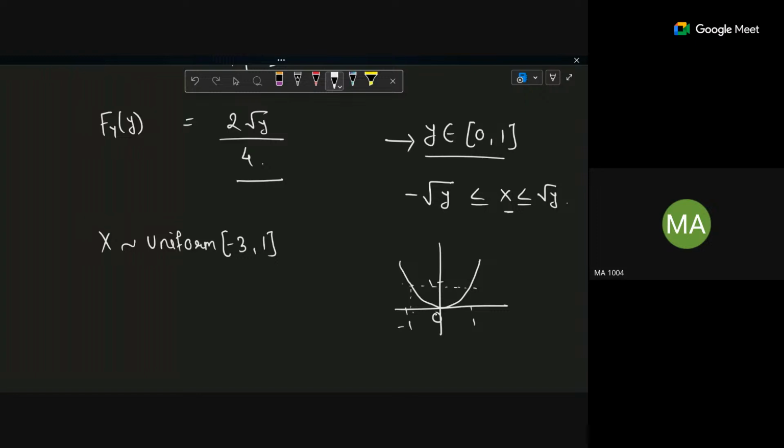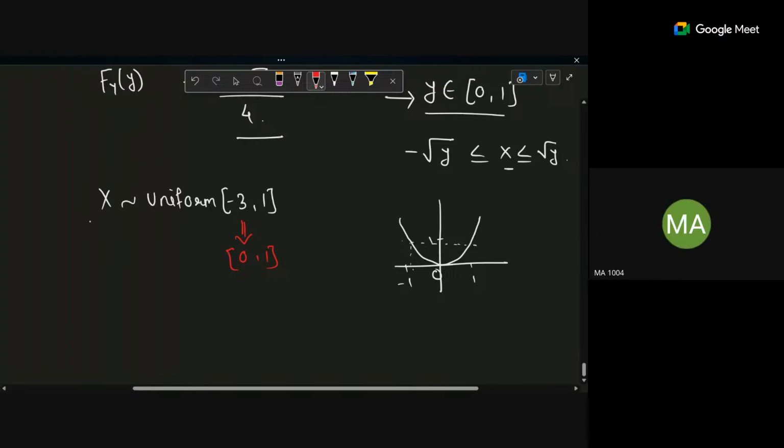But just note that it was given that x follows uniform from minus 3 to 1. If the same question had 0 to 1 instead of minus 3, at that time I would not have integrated from minus square root y. Instead, I will write it from 0 to square root y. Why? Because the support of x does not include minus 1, right? Did you get my point?